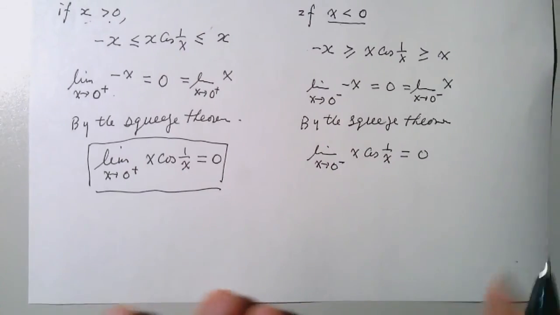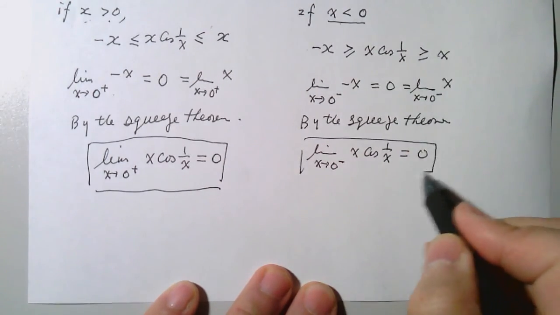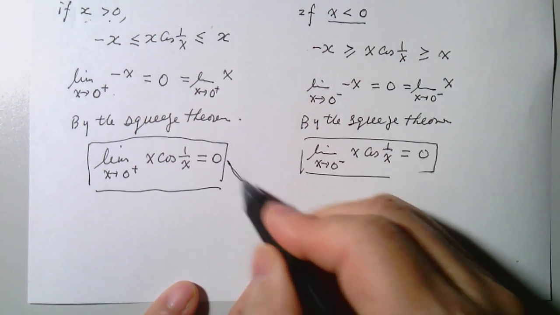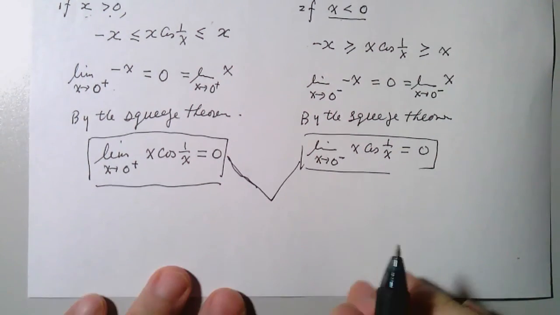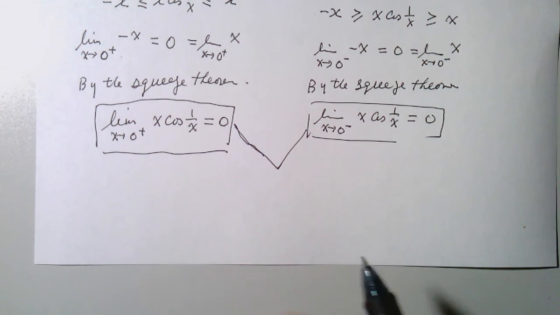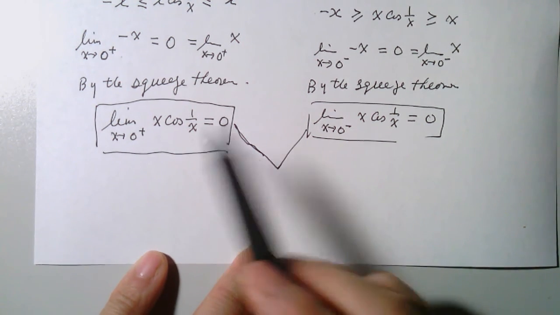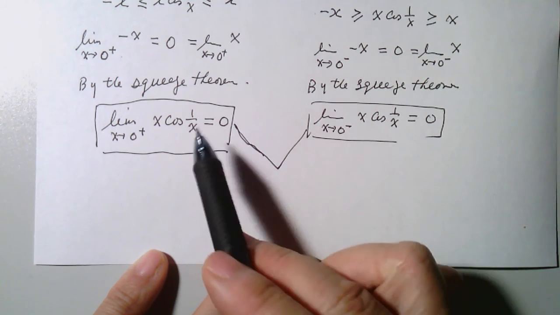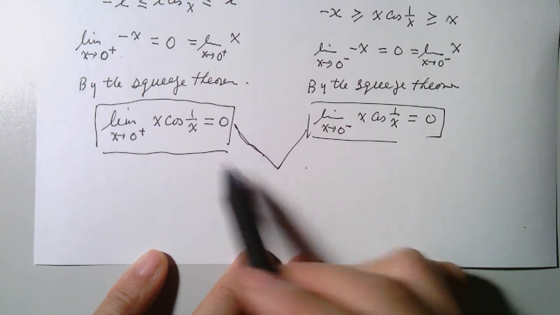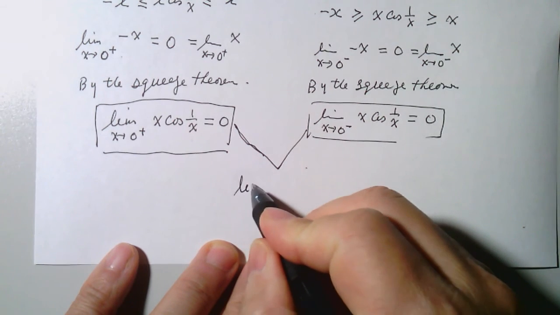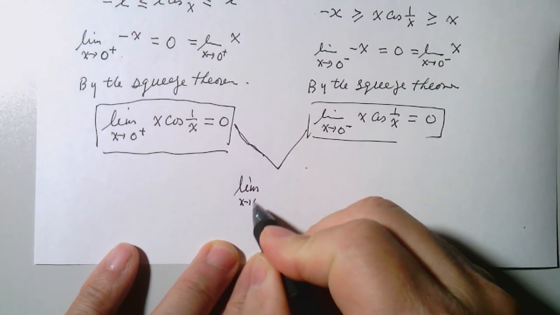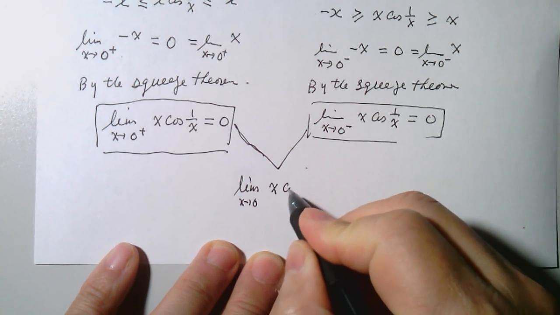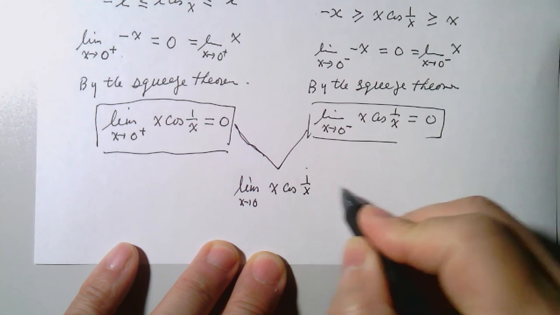So now we combine these two together. Remember, if a limit exists, it means the left side limit and right side limit both exist and are equal. So now we can conclude that the limit as x goes to 0 of x cosine 1 over x equals 0.